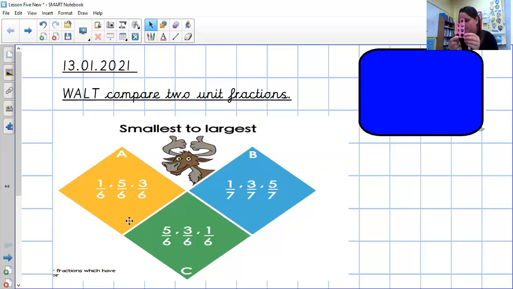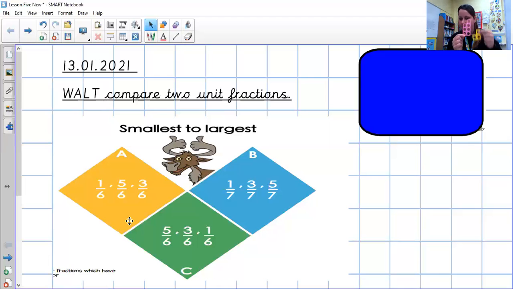So in the first example, I've got 1/7. So I'm going to cover 1 out of my 7 equal parts. Then the second example, I've got 3/7. So this time I'm going to cover 3 out of my 7 equal parts. So I can see that that is a greater fraction because I have got more equal parts. I'm interested in more of my equal parts here. So 3/7 is definitely greater than 1/7.